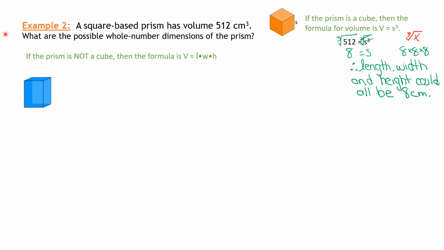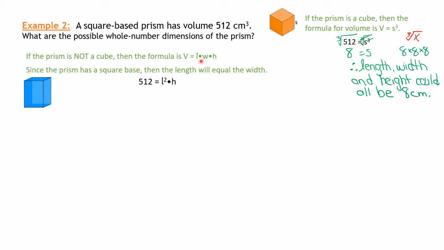But if you reread the question and the title, it's square-based. If it's a square-based prism, so the bottom of this is a square and the top is a square, then the length and the width will be equal. So our height is separate, but length and width are the same. Since the prism has a square base, the length will equal the width, so we could write the formula like this: 512 equals L squared times H.